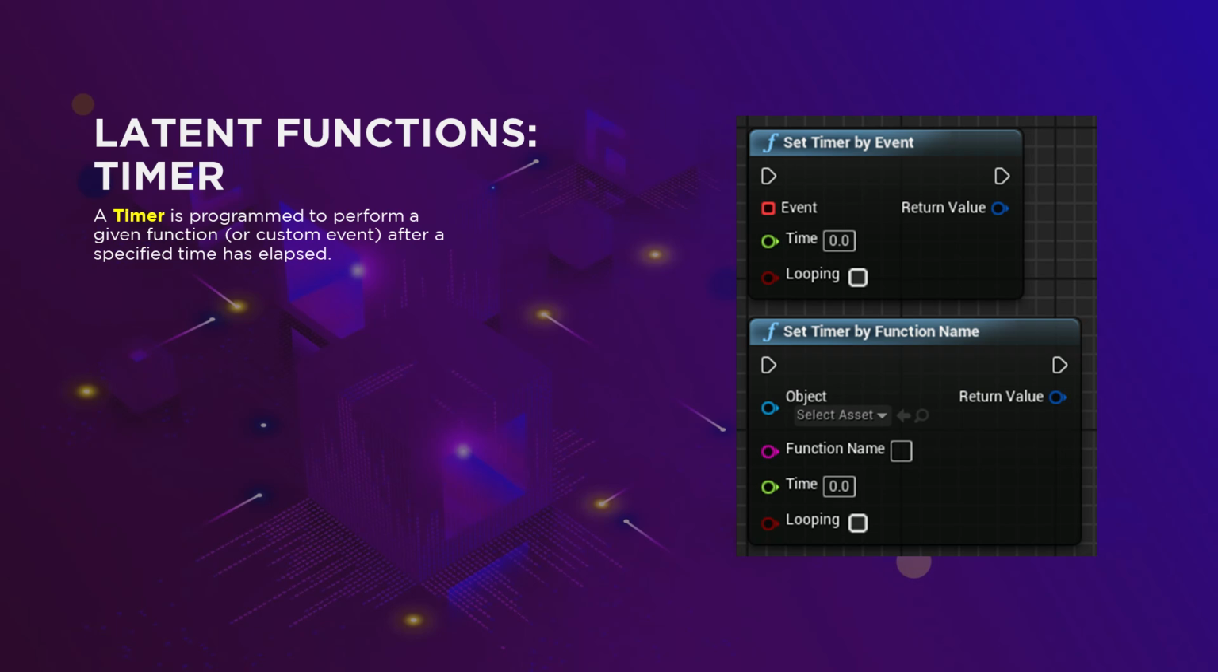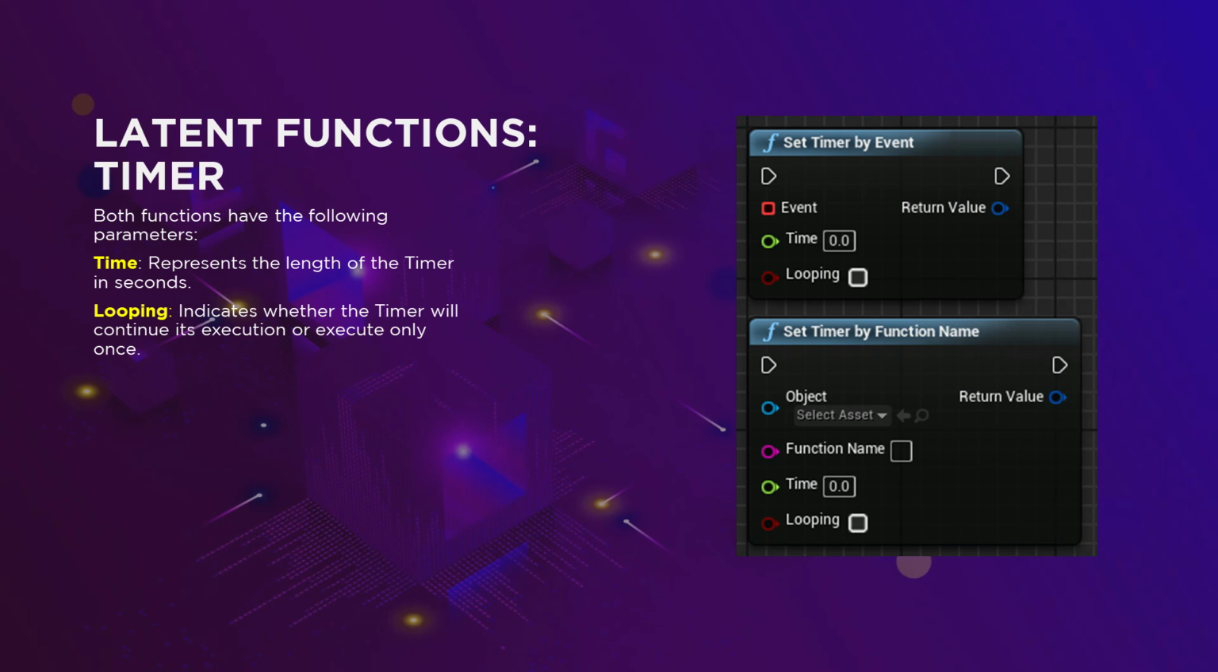A timer is programmed to perform a given function or custom event after a specified time has elapsed. 2 functions define a timer. setTimerByEvent has an input parameter which is a reference to a custom event. setTimerByFunctionName has an input parameter which is a function name and the object that contains the function. Both functions have the following parameters: time, which represents the length of the timer in seconds, and looping, which indicates whether the timer will continue its execution or execute only once.